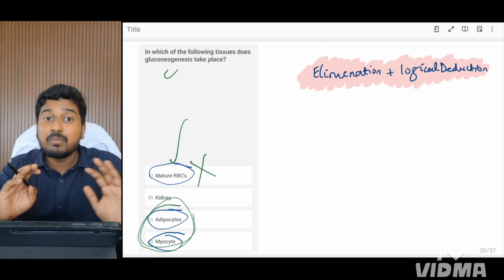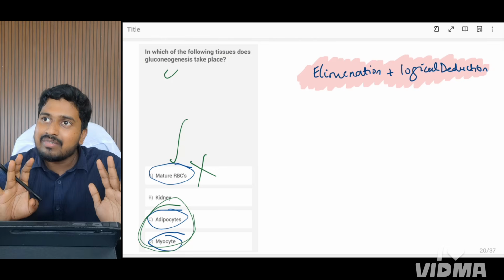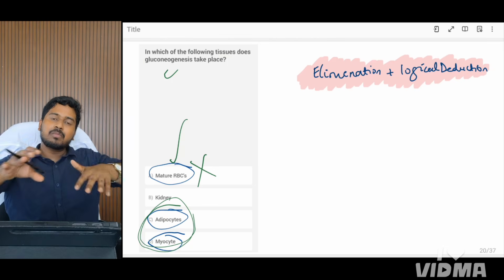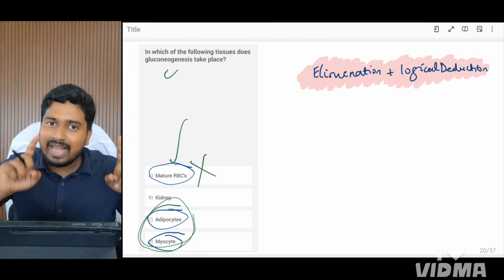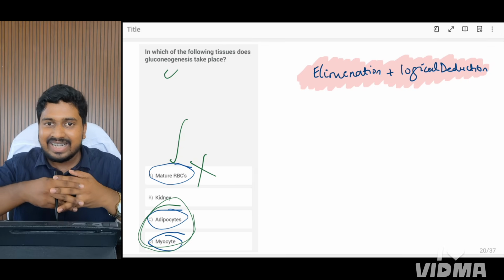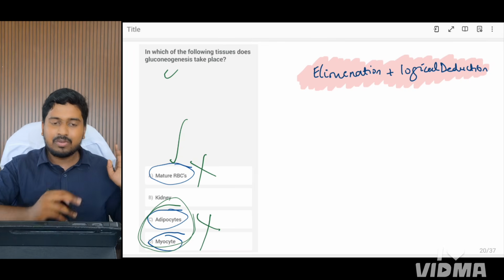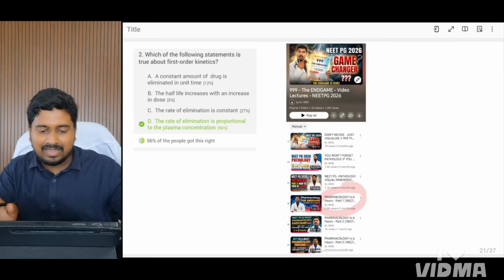Now adipocyte and myocyte both can't be the answer. Remember, whenever you see questions talking about glucose metabolism, everything, you will see muscle and adipocyte always come together. Okay, it is never separate. So definitely these both are not the option. Then left out is kidney. So that is the answer.